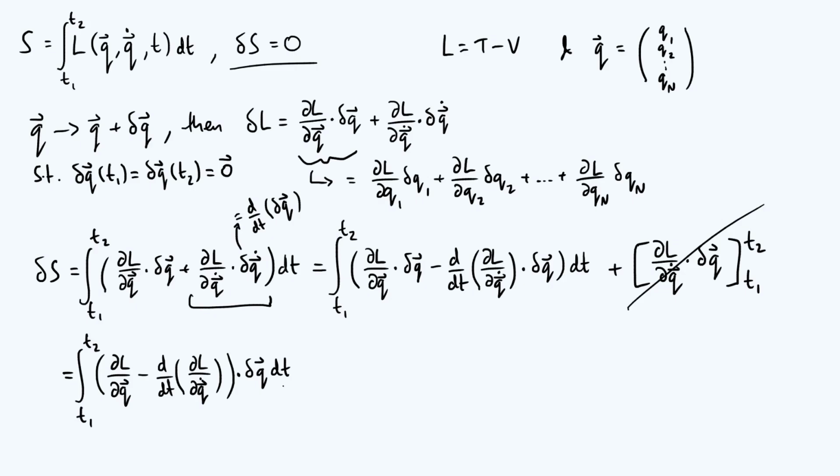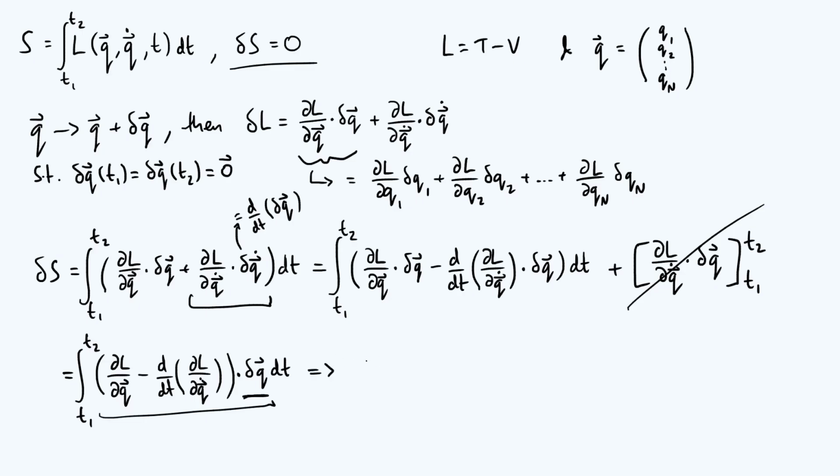But now remember that we haven't said anything in particular about this δq, right? That could be any allowed displacement. It's not some fixed quantity. It could be any generalized displacement which is consistent with any constraints on the system. But the only way that we can make this integral 0 for any allowed set of δq's is by making the integrand itself 0, right? So the entire integrand should be 0.